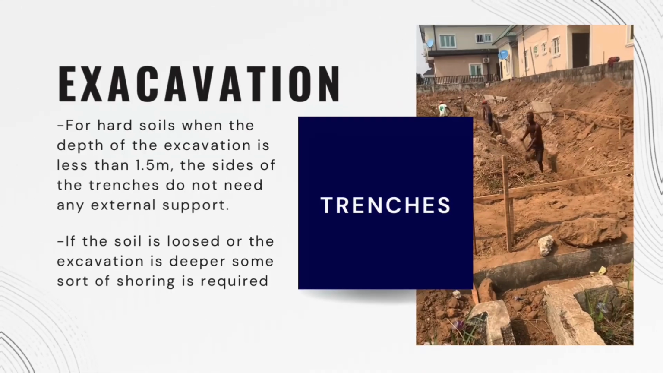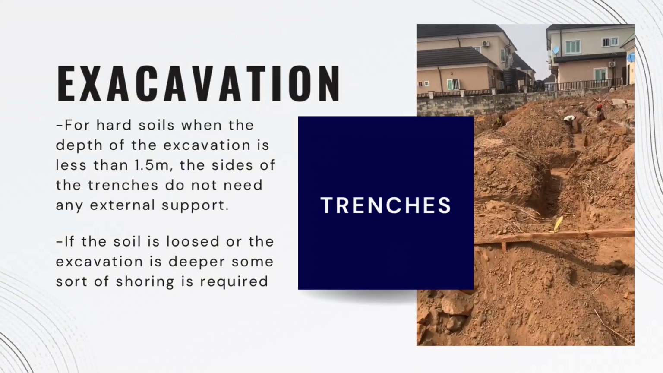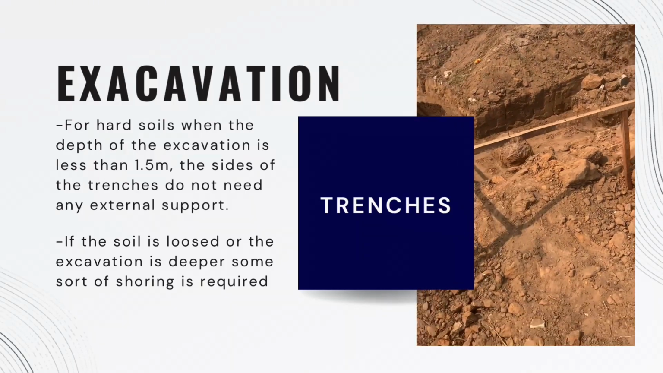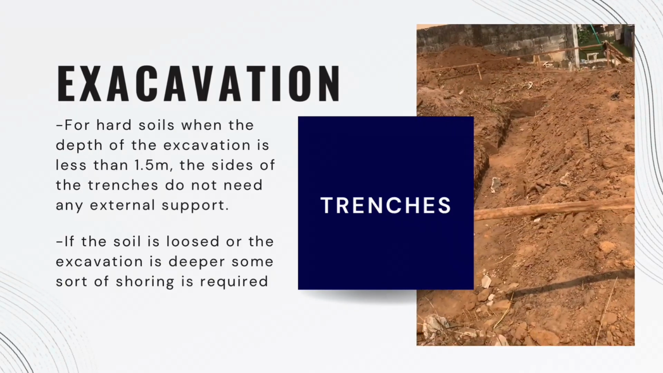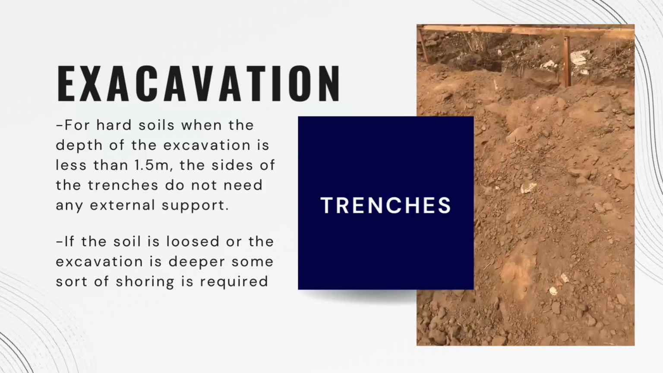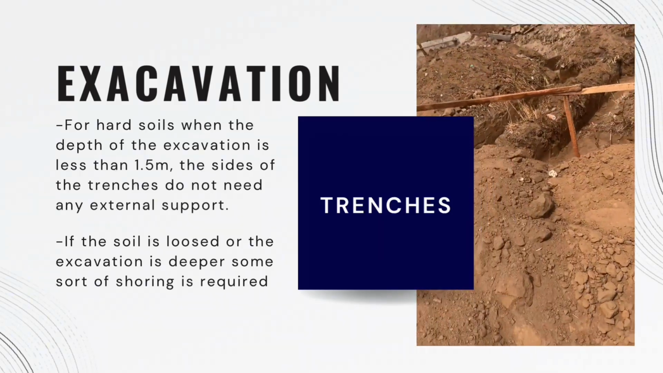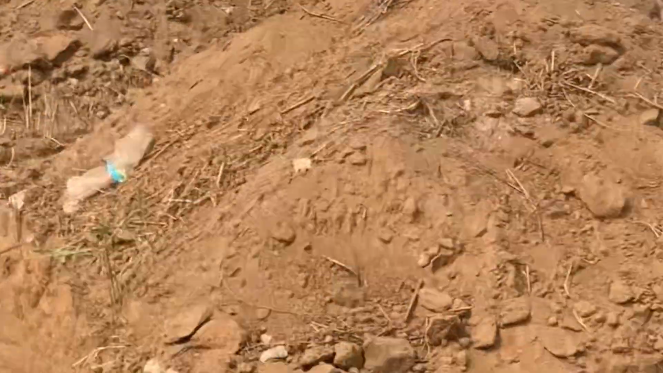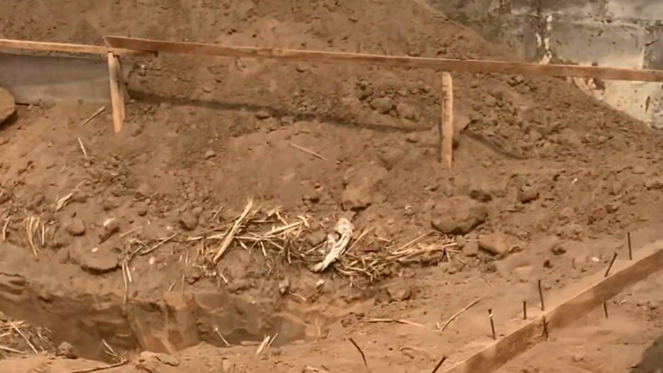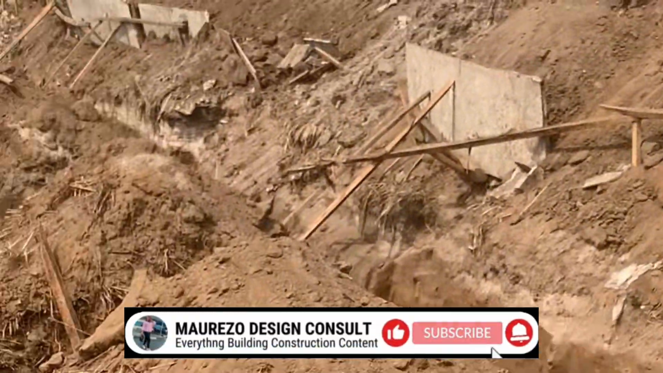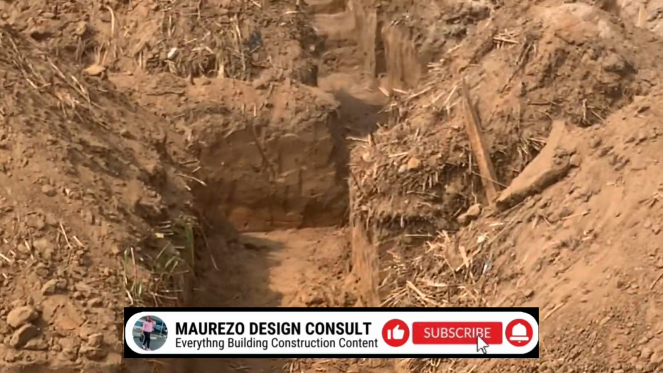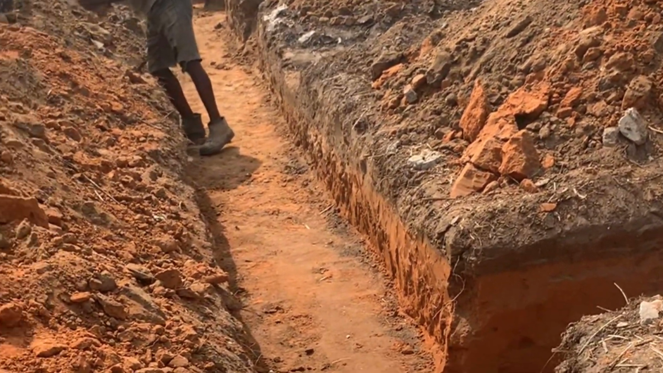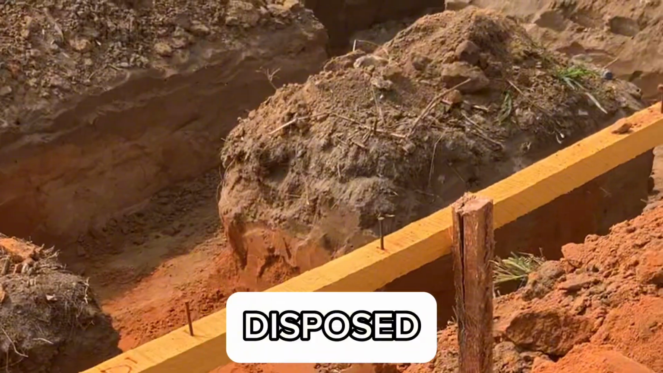Okay, and again, for hard soils, when the depth of the excavation is less than 1.5 meters, the sides of the trenches do not need any external support. But if the soil is loose or the excavation is deeper, some sort of shoring is required. And when I talk about shoring, I mean providing support for the trench faces, which prevents movement of the soil, so it avoids collapse of the soil back into the trench. So this support system prevents such from happening, and any material that is not suitable for filling should be disposed, and it should be disposed legally.